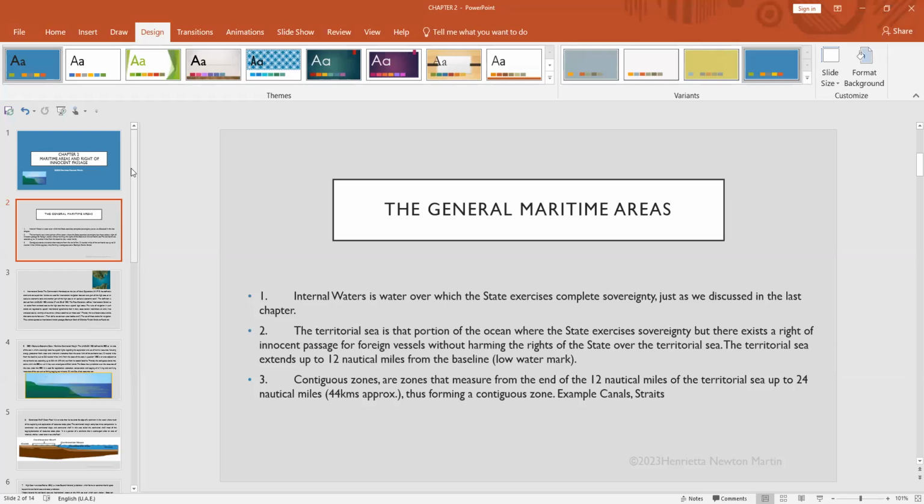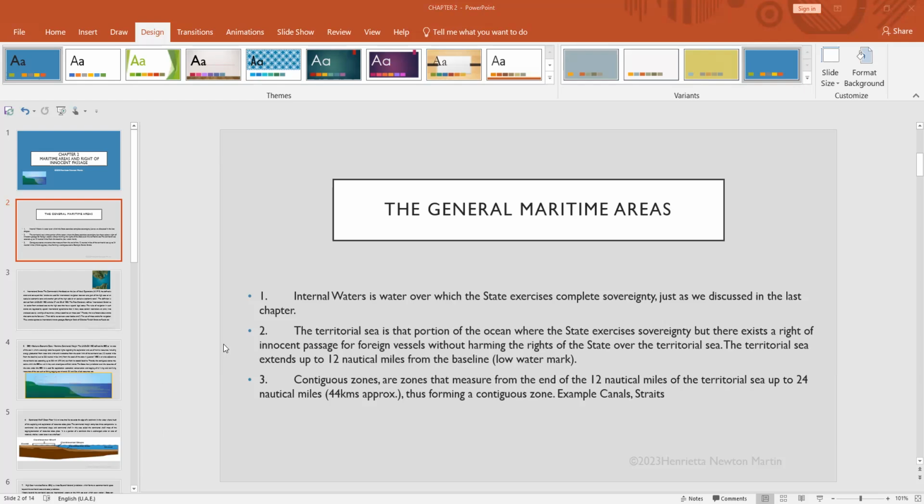So again, how could you define the territorial sea? The territorial sea is that portion of the ocean where the state exercises sovereignty, but there exists a right of innocent passage for foreign ships which do not belong to that particular country, without harming the rights of the state to which the territorial sea belongs. The measurement is that the territorial sea extends up to 12 nautical miles from the baseline, that is, the low water mark.